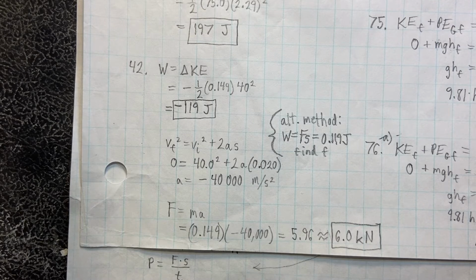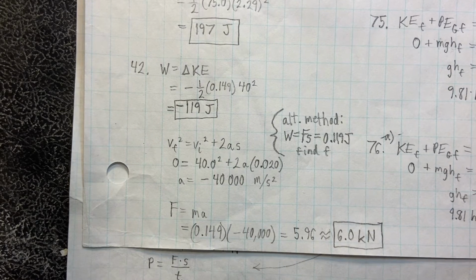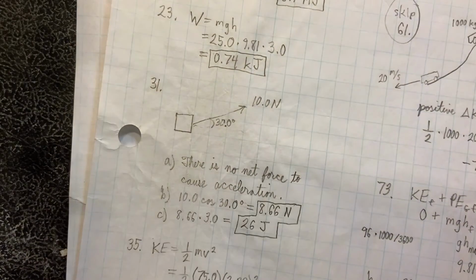Now, on a test, if you put negative 6.0 kilonewtons, I would certainly accept that. But I'm just making it positive for convenience in this case. So don't worry about the sign too much. But if you wanted to write it negative, then I simply wouldn't care. That would be fine. All right, number 49.